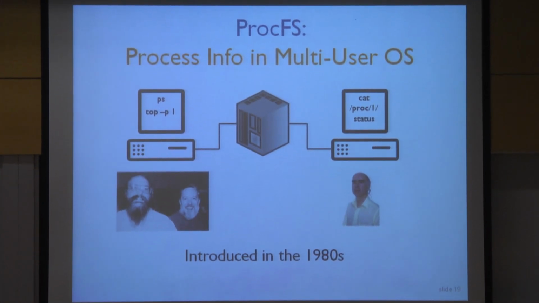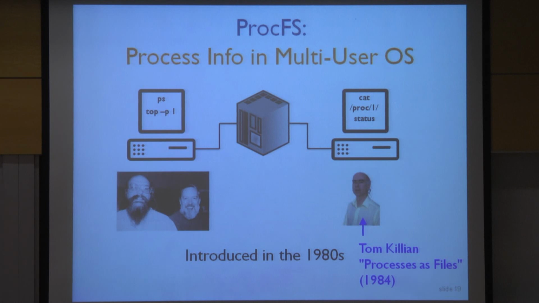It was designed by Tom Killian. "Processes as Files," published in USENIX in 1984. So this is an interface that allows one process running in the system to learn some information about another process running in the system, even if it belongs to a different user. And why is this facility there? Well, so that, I don't know, Dennis Ritchie can help Ken Thompson debug his programs. Like I said, men were men back then.